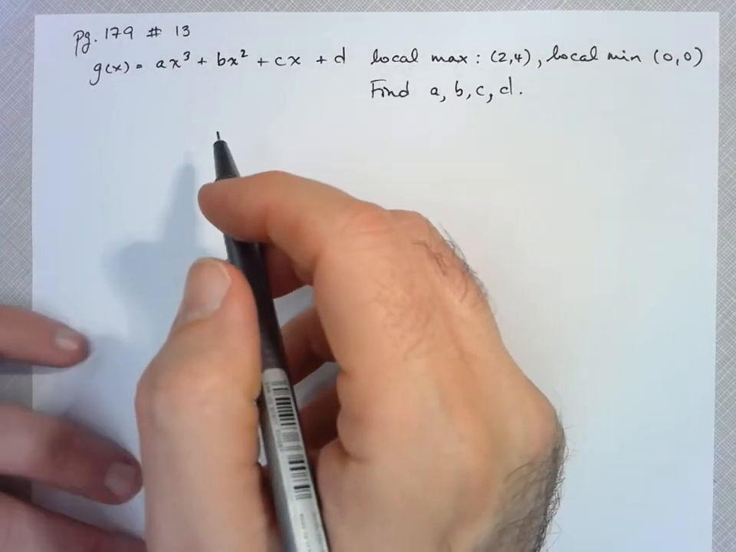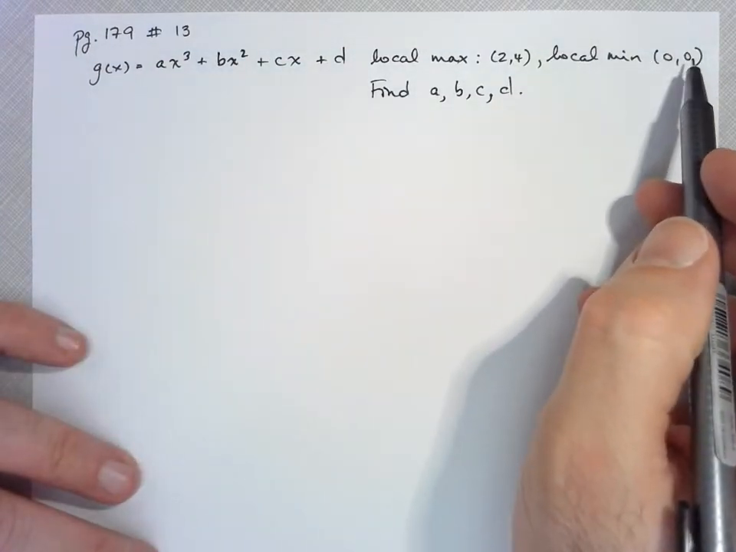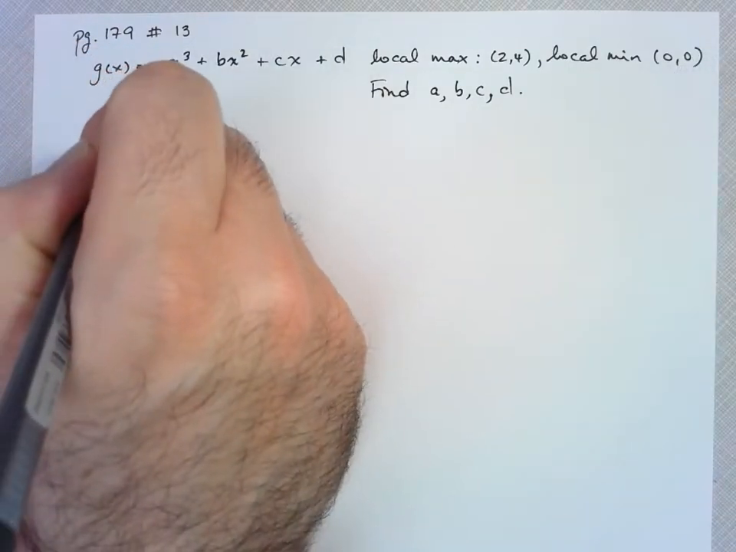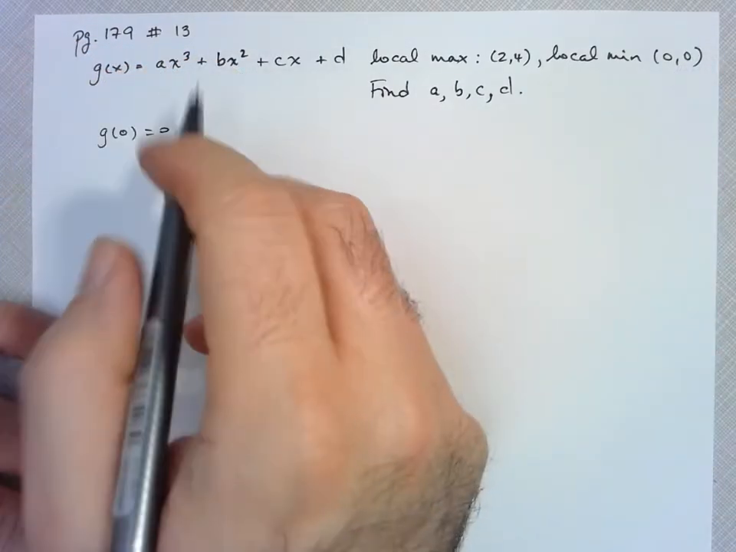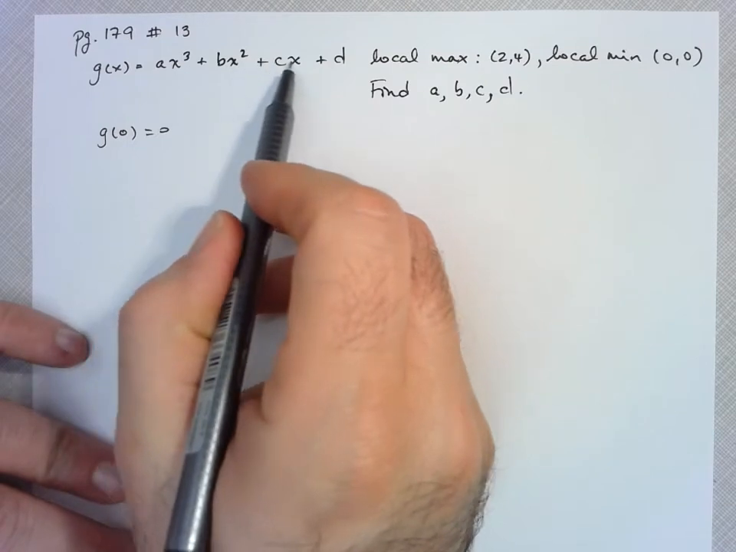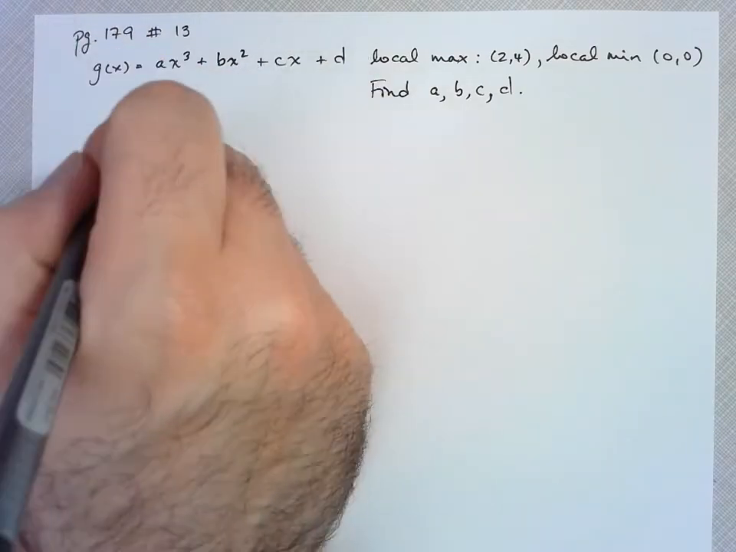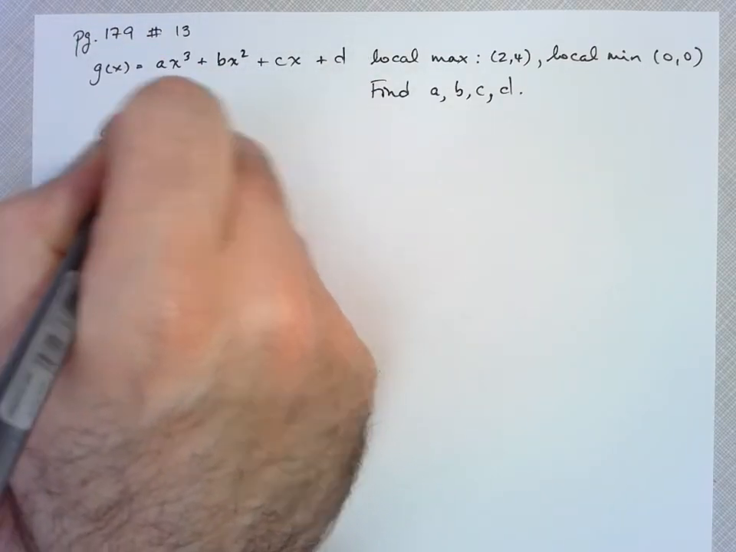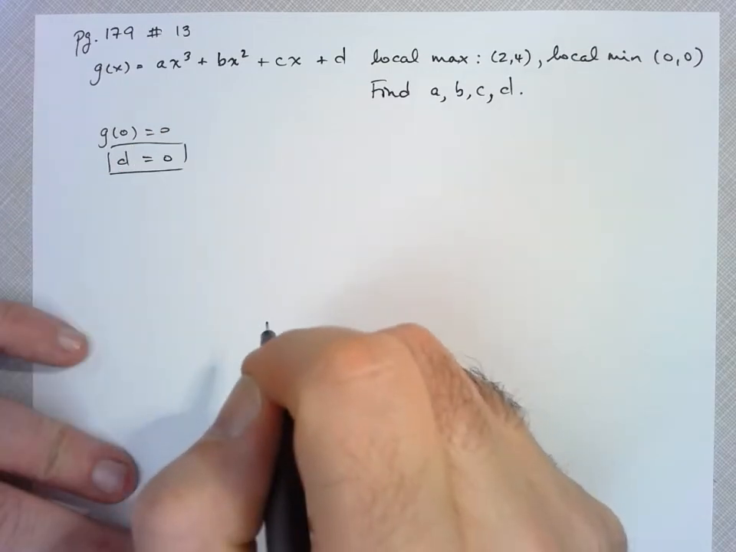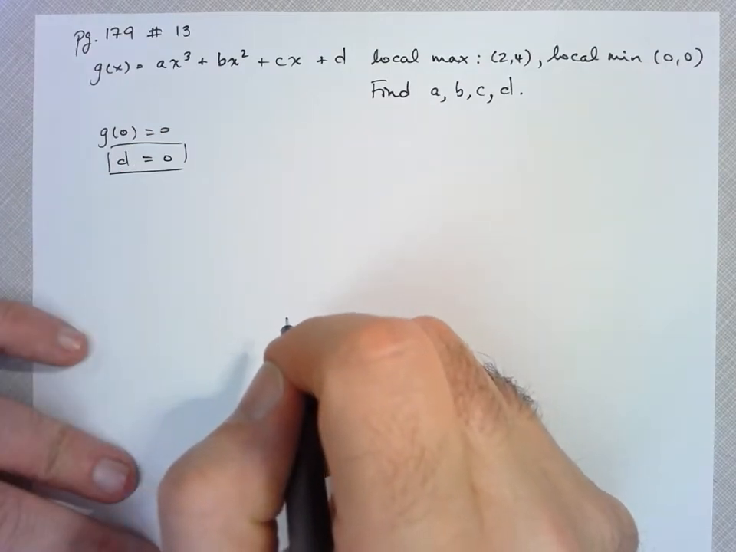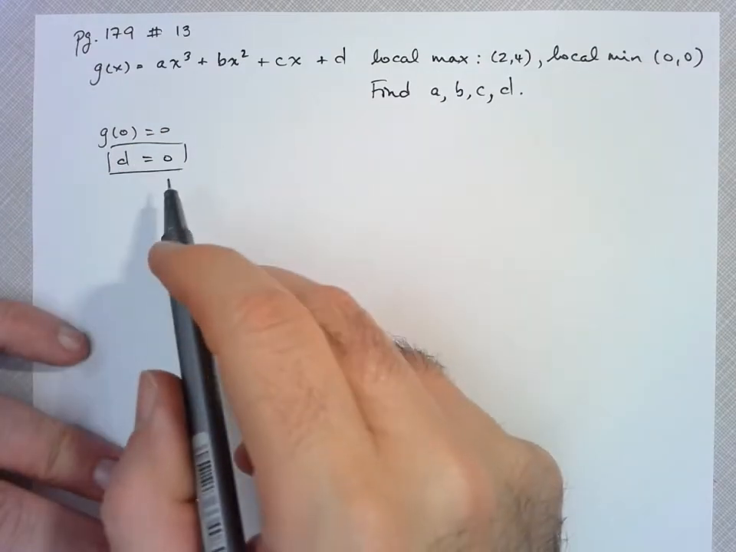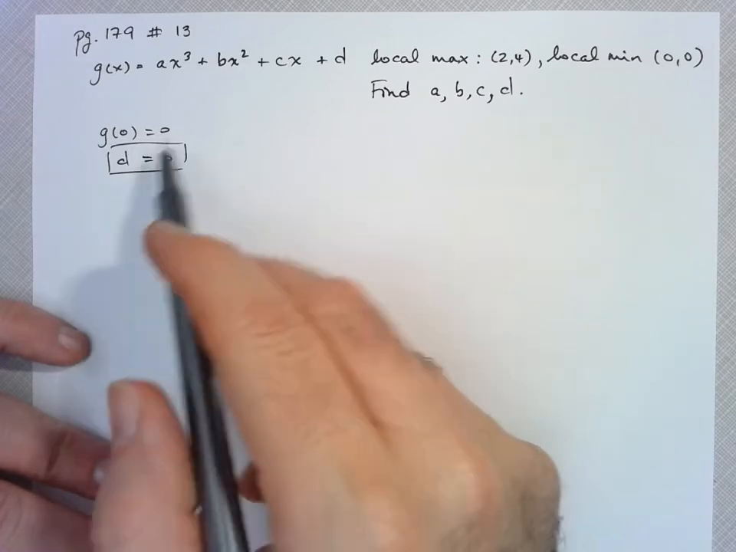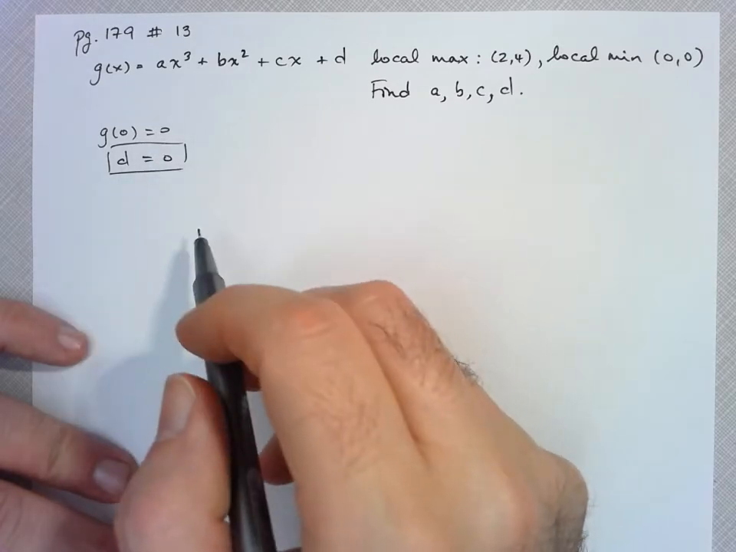So I think the easiest one to start with is (0, 0), because we know that g at 0 is equal to 0. When I plug in g at 0 here, all these terms disappear except for d. So that gives us d equals 0. Right off the bat, we were able to eliminate one of our coefficients, or determine its value. So we know that d is equal to 0.